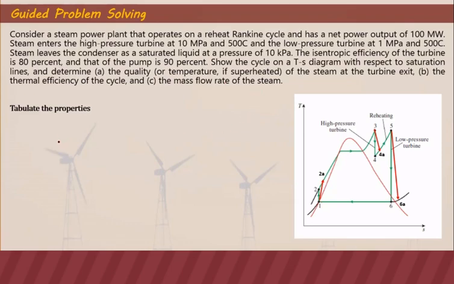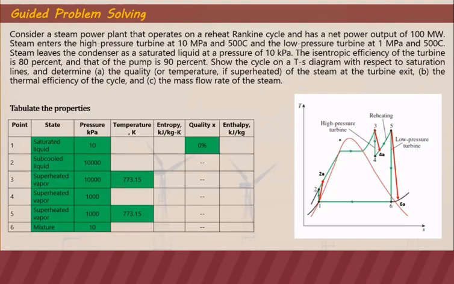So first is to tabulate the properties. As you can see here, we have 6 points. We have point 1, 2, 2A, 3, 4, 4A, 5, and 6A. At point 1, it is given as a saturated liquid at 10 kPa. That's why we have 10 kPa, and that's why the quality is 0%.